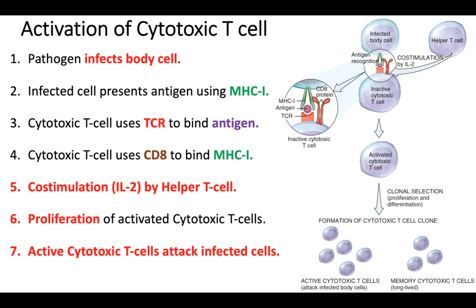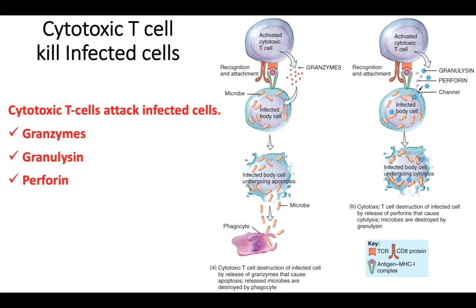All right, so this is the process by which cytotoxic T cells get activated. And then the same is true, you're going to produce some memory cytotoxic T cells. How do cytotoxic T cells kill the infected cell? They use molecules. Some examples are called granzymes, granulysin, and perforin. We're not going to go crazy here, but you should recognize, if you're ever asked, that these are molecules released by the activated cytotoxic T cell to kill the infected cell.